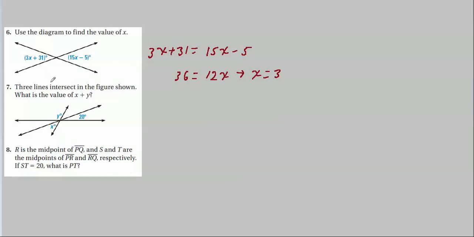Down here, okay, we've got 3 lines intersecting. What is the value of x and y? Oops, pardon me. What is the value of x plus y? Well, this is almost too easy. I bet you can spot this right off. What do we have here? Well, first off, this is what we call a straight angle, right? And we have it broken up into 3 angles: x, something else, and y.